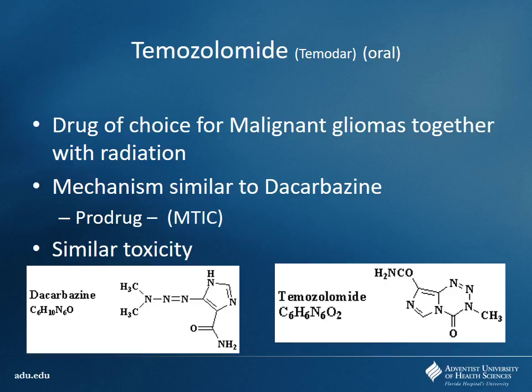Another one, this is a pretty common oral medication you can use as an alkylator, is Temozolomide or Temodar. You see this used a lot for malignant gliomas, and especially in combination with things like radiation. So remember, surgery, radiation, and drugs all get used in combination depending on the type of cancer you're dealing with.